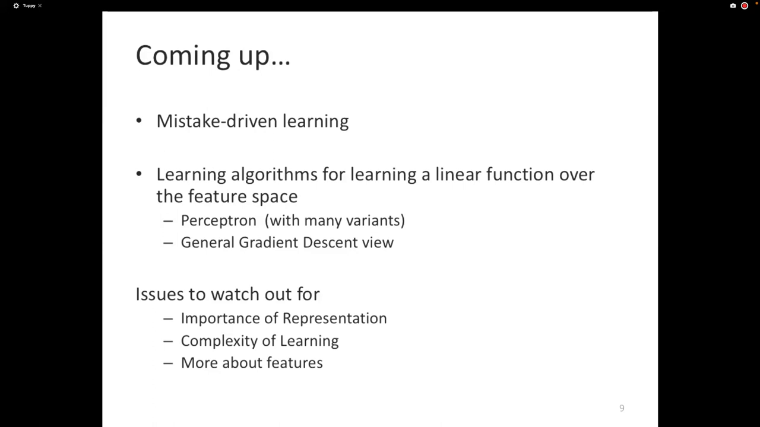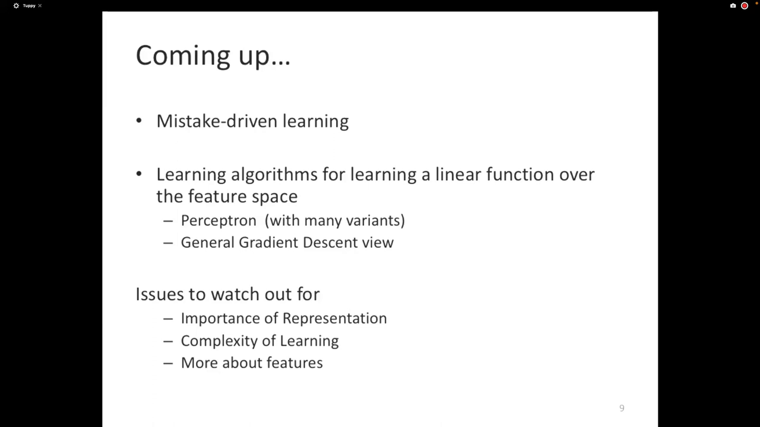And across all of these, you should be looking out for the following issues. Representations are important. The way in which you represent instances in the feature space can make or break learning. If you have the right features or the right feature transformation, learning can be trivial. If you do not have the right features, learning can be impossible. And unfortunately, we never know which world we are in.